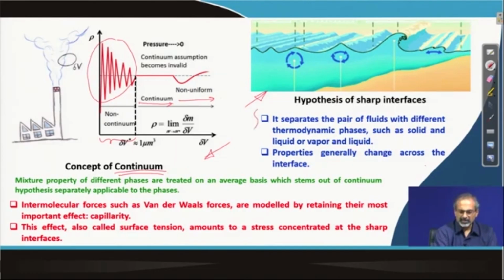And then just a recapitulation of the hypothesis of sharp interfaces, which we discussed already in a previous slide. It is the separation of the pair of fluids with different thermodynamic phases, such as, say, solid and liquid or vapor and liquid, and properties generally change across the interface, and the interface can involve wide separation of scales. The example that we gave was very small droplets here, very large waves here, and so on.